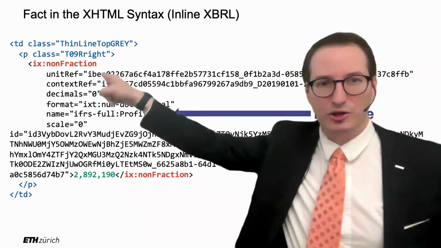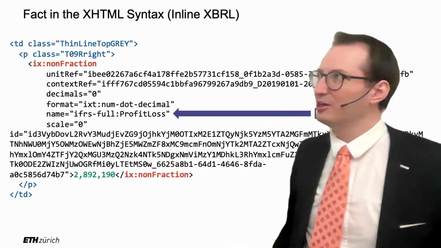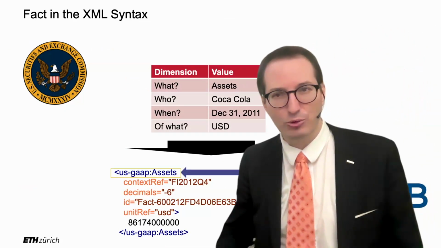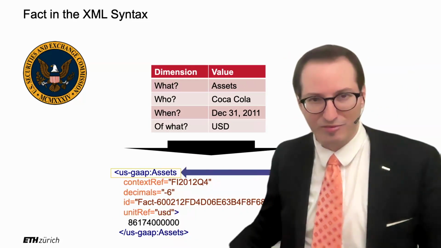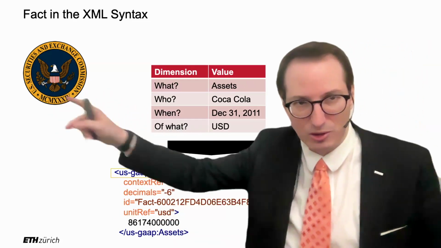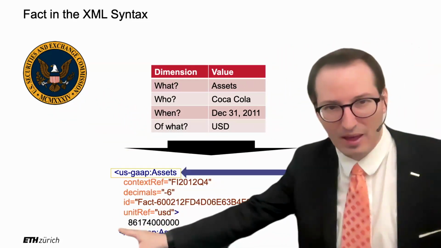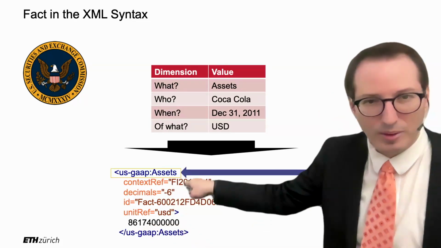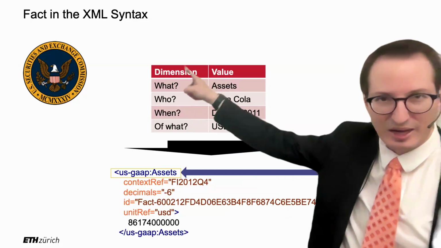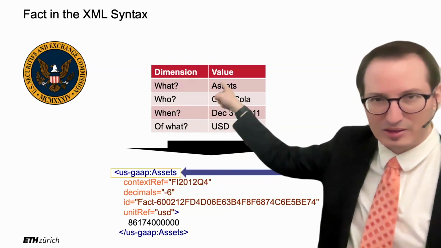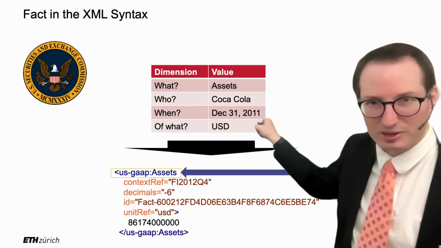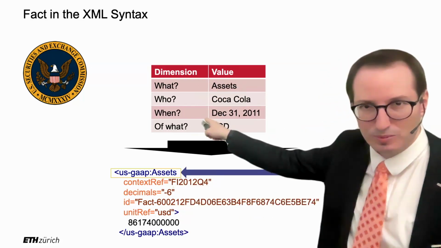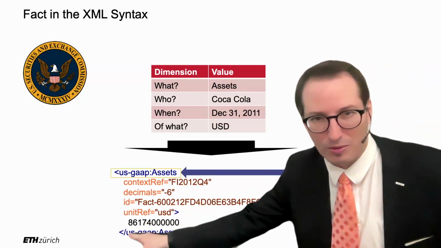So that's the newer version where you just tag the data directly in the HTML files. There is an older version where you don't have any HTML, you just report the facts as a huge list of facts. So that's an example that's filed to the Securities and Exchange Commission in the US, where you have a number that are assets. The contexts, again, it's a horribly looking thing that points to something that looks like this. These are basically the dimensions. It's assets by Coca-Cola on December 31, 2011 in US dollars. So that's my context. The unit would be the US dollar part. And that's the number right here.